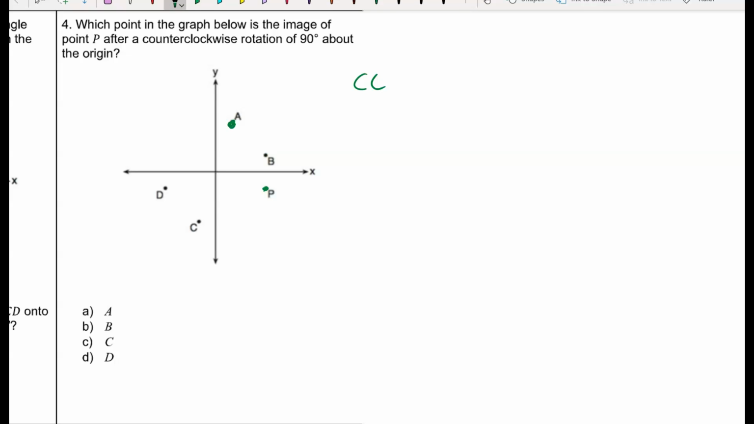But if I'm looking at point A, notice that if I connect the origin to P and connect the origin to A, that looks like that could very well be a 90-degree push in the counterclockwise direction. So I would say that point A would best represent the image, counterclockwise rotation of 90 degrees if I go around the origin.